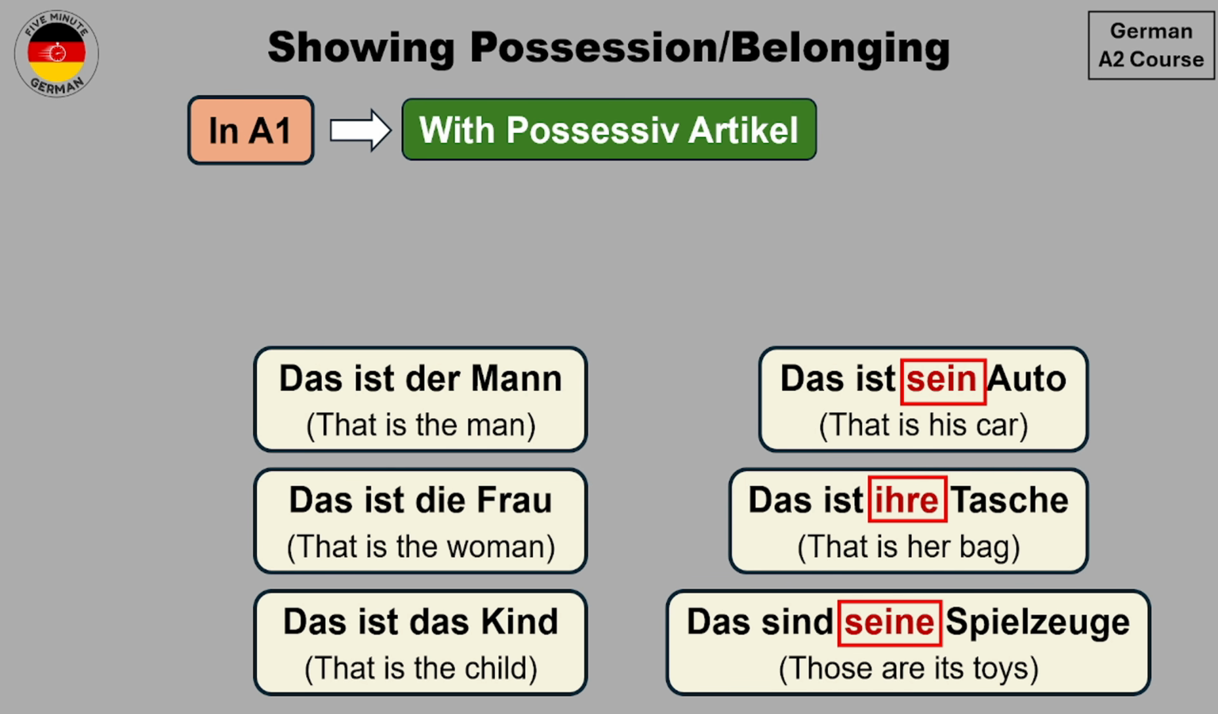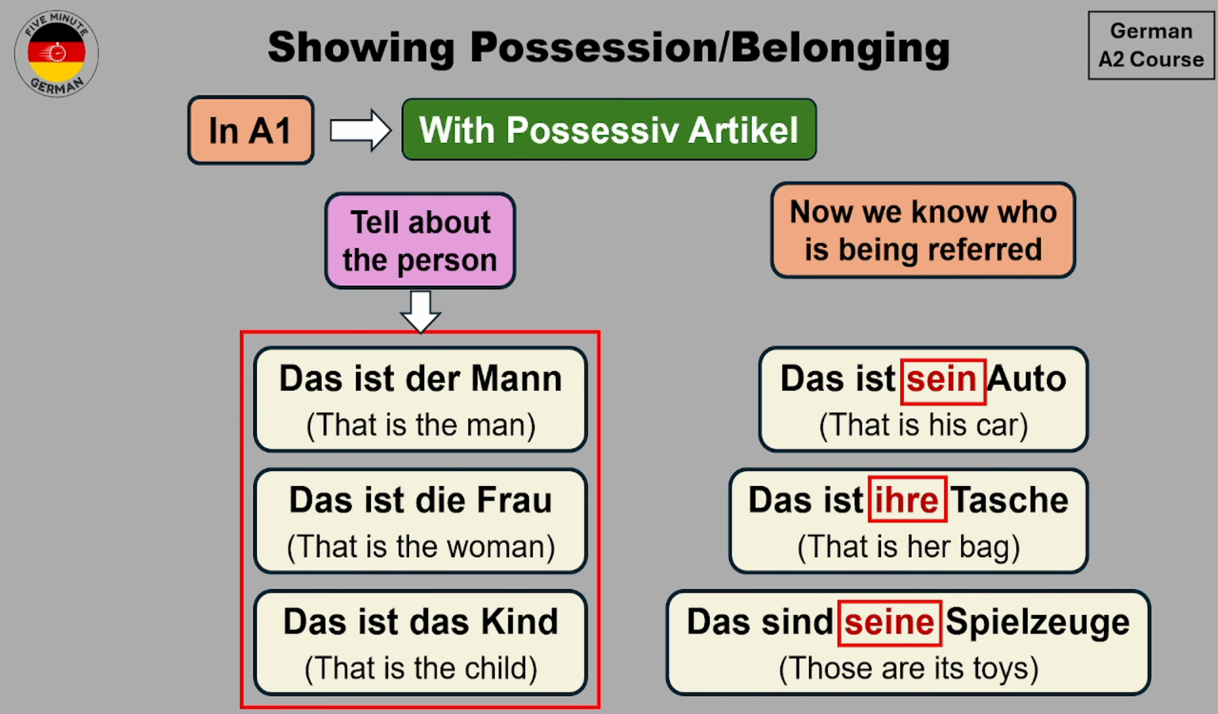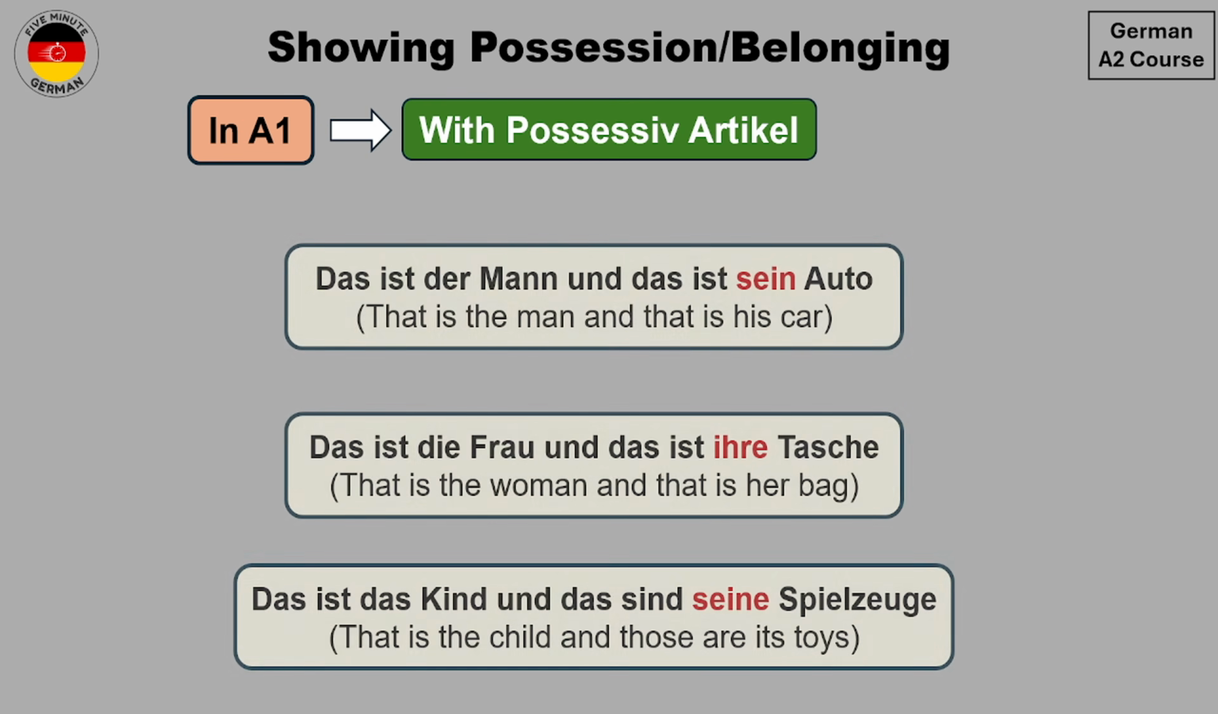Now you see that all the sentences on the left side tell about the person. And when we use these before the sentences with possessive pronouns, then we know who is being referred or who is being talked about. And we can write these sentences together by connecting them with und as, das ist der Mann und das ist sein Auto. That is the man and that is his car. Das ist die Frau und das ist ihre Tasche.